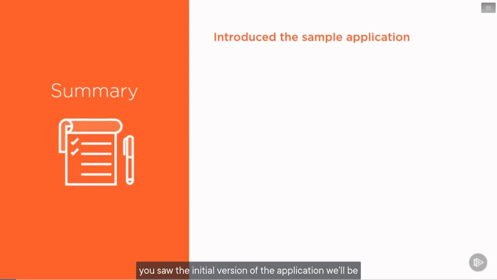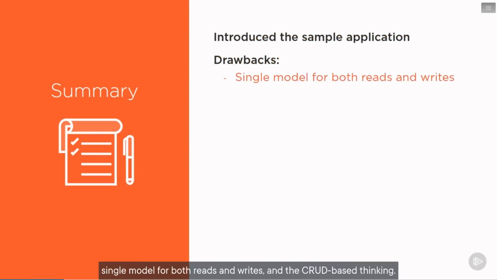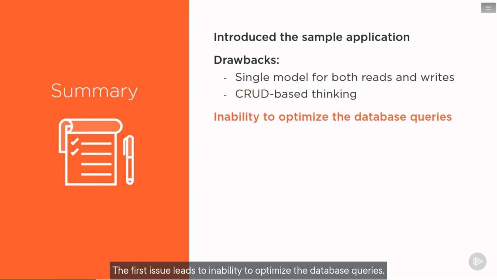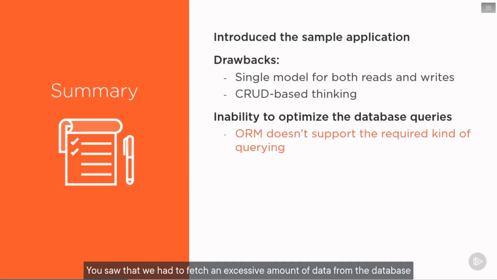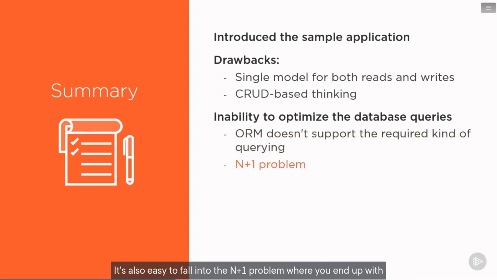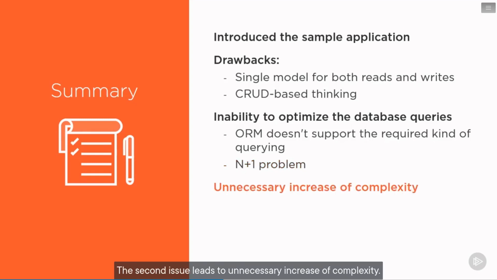In this module, you saw the initial version of the application we'll be working on throughout this course. The two major drawbacks with it are the use of the single model for both reads and writes, and the CRUD-based thinking. The first issue leads to inability to optimize the database queries. You saw that we had to fetch an excessive amount of data from the database because the ORM doesn't support the kind of querying we need. It's also easy to fall into the N+1 problem, where you end up with multiple round trips to the database instead of just one. The second issue leads to a necessary increase of complexity.